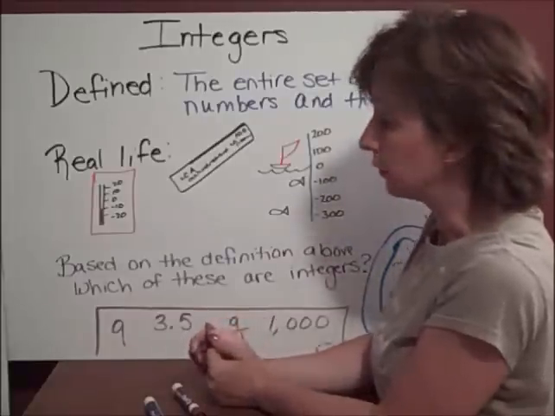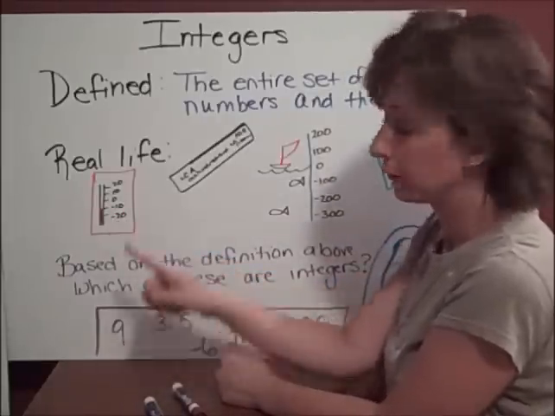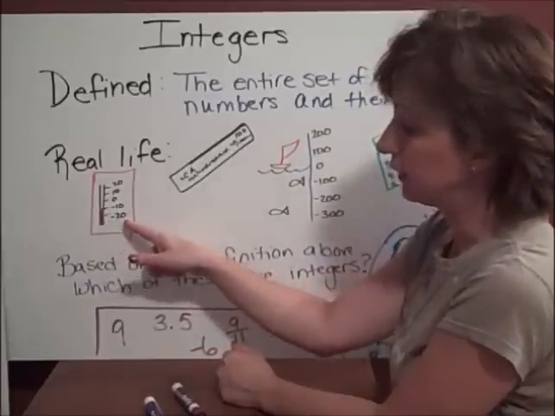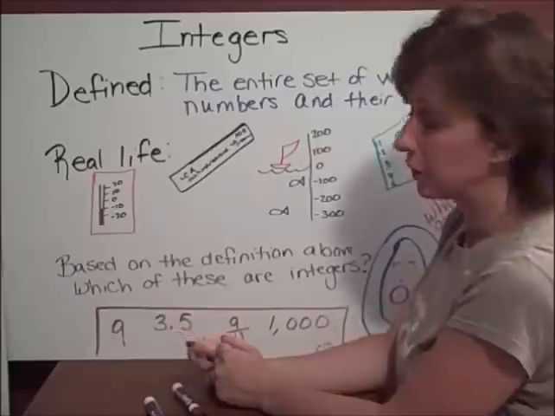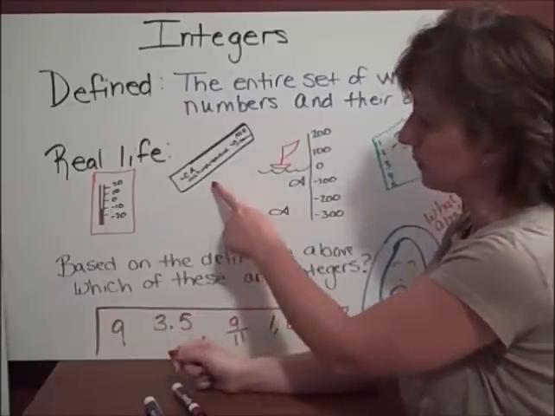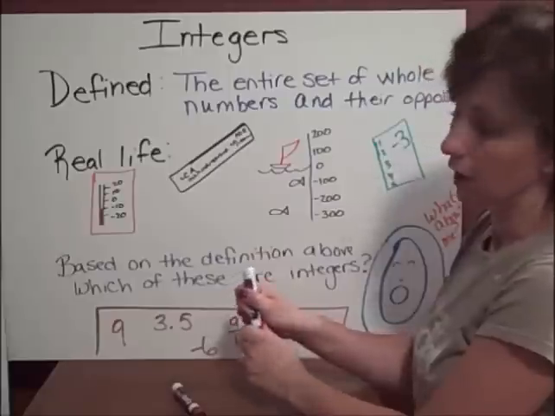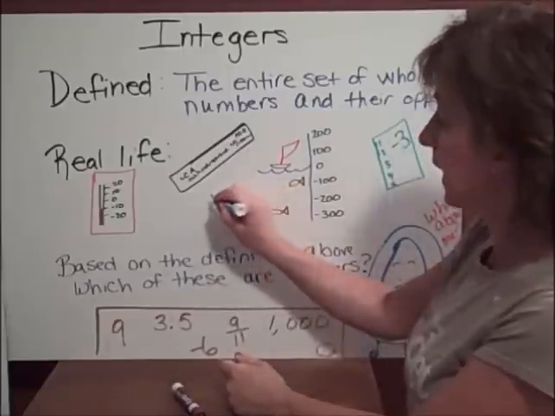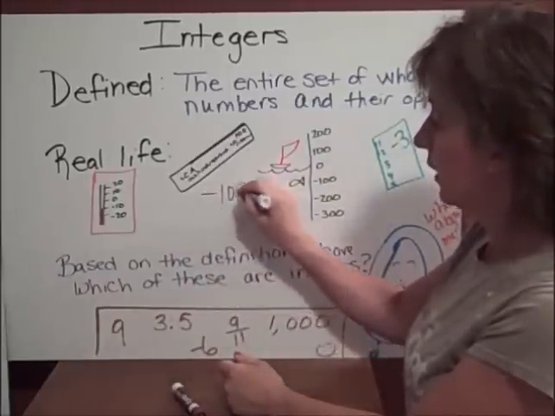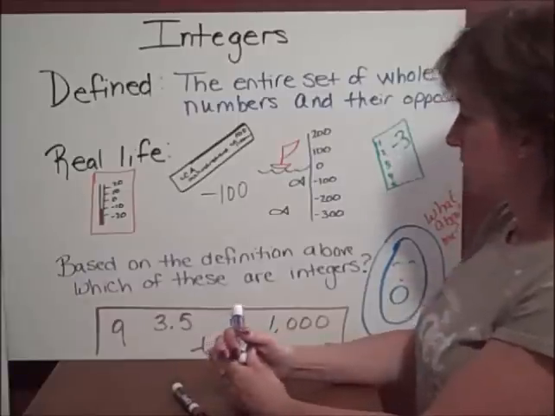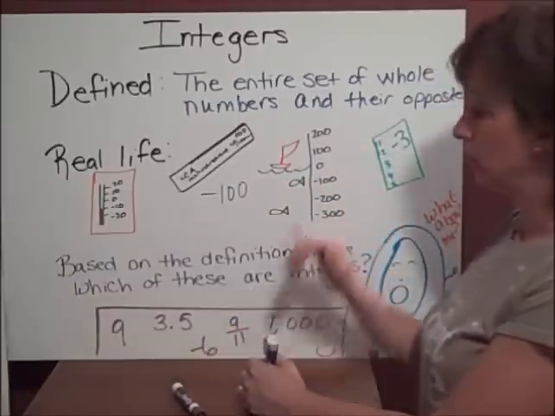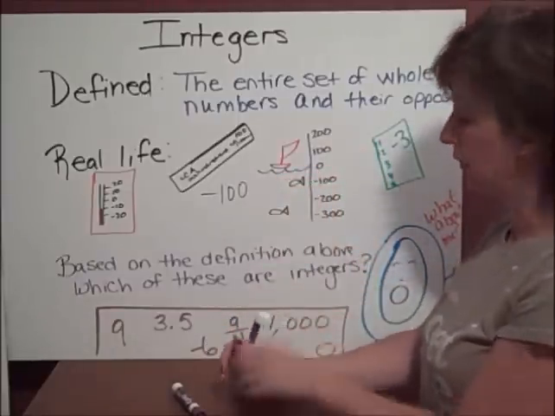Some integers in real life include a thermometer. This thermometer shows 10 below 0 or -10 degrees. This represents a check that you may have written to LCA for $100. The integer that represents that is -100. This is a picture talking about sea level. 0 is indeed sea level.